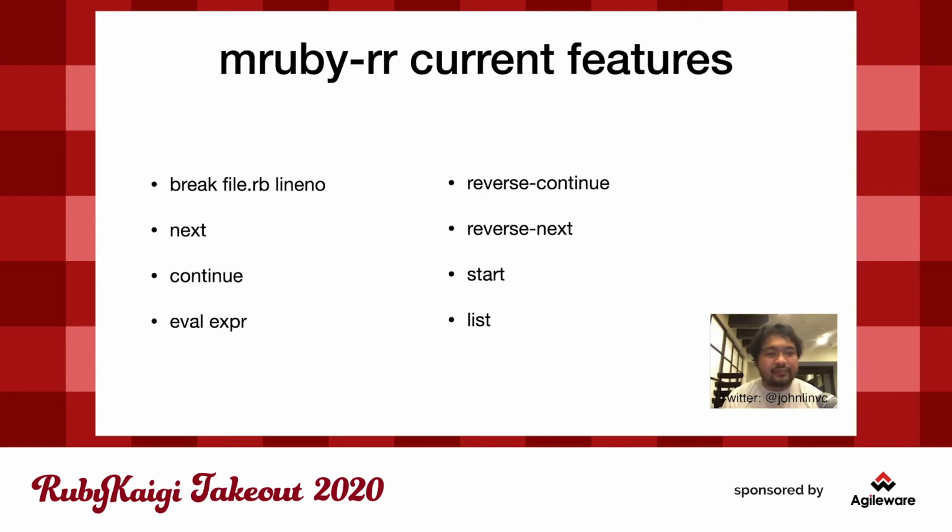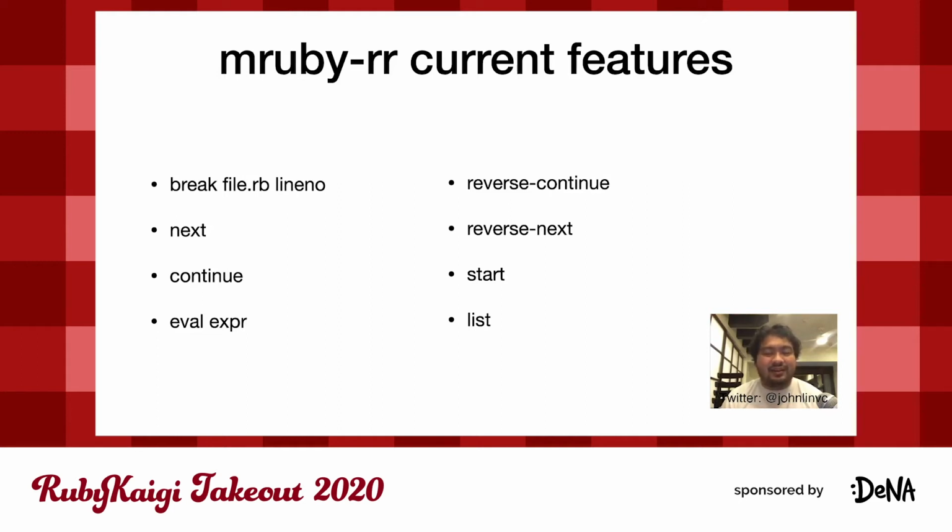So the current features of mruby-rr are: the first one is obviously break, so you can set a breakpoint at a specific file and a specific line. The next one is next. So next will go to the next line in the same file and stop there. And continue is to continue execution until hitting another breakpoint. And eval is that you'll evaluate the Ruby expression inside mruby and print the output.